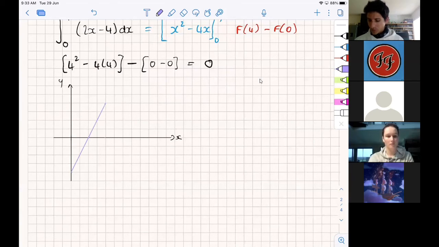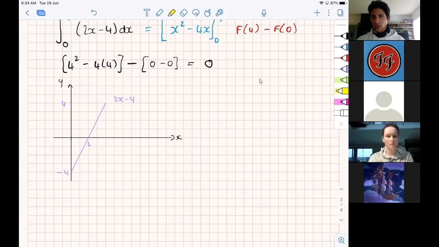So I'm going to have a graph something like this. This is 2x minus 4. There's minus 4 here, positive 4 here, and this is 2. Now, the area I was asked to find is the area bound by the curve and the x-axis. So that means I'm looking at the area from the curve, or the line, to the x-axis.